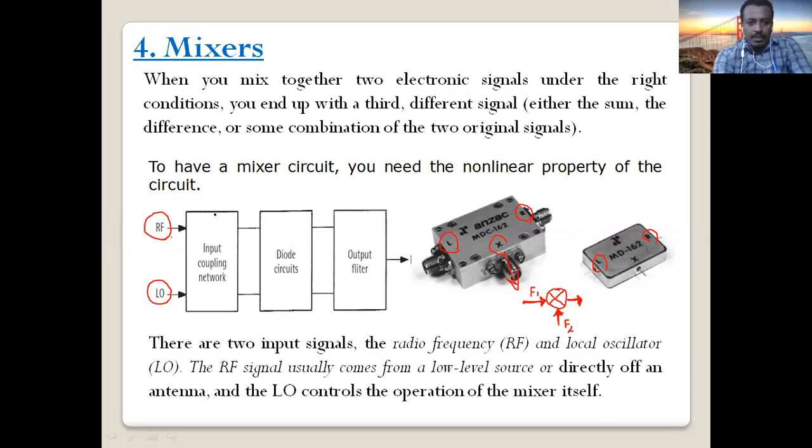So what the mixer does is combine these two frequencies, and it generates here an output signal with a different frequency. We call it intermediate frequency, IF signal. So how many inputs does a mixer have? Two inputs, the RF input and local oscillator input. They are mixed together, and the frequency is changed.